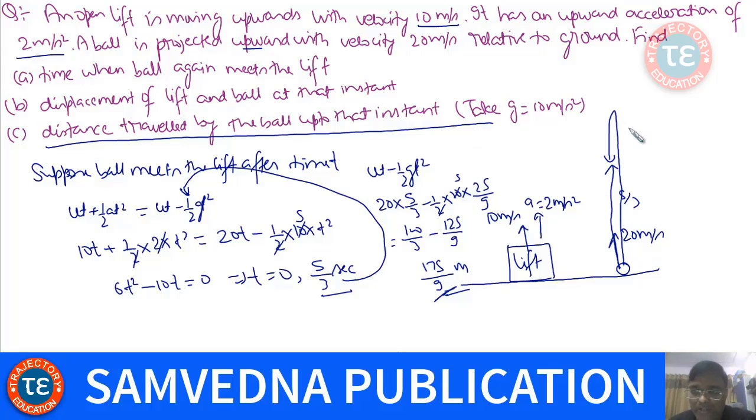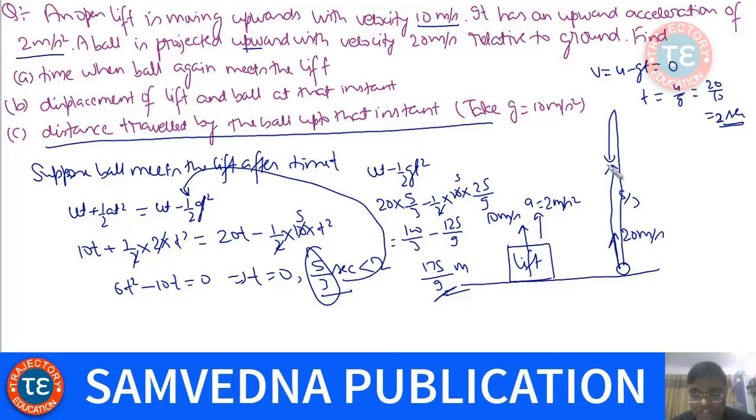So to check this, we must find out the time taken by the ball to reach the maximum height. See, the ball will reach maximum height when the velocity of the ball becomes 0. v is u minus gt. Let's find when it becomes 0. That will be u by g, that is 20 by 10, 2 seconds. But the ball meets the lift in 5 by 3 seconds only. That means it meets the lift in the upward journey before reaching the highest point.